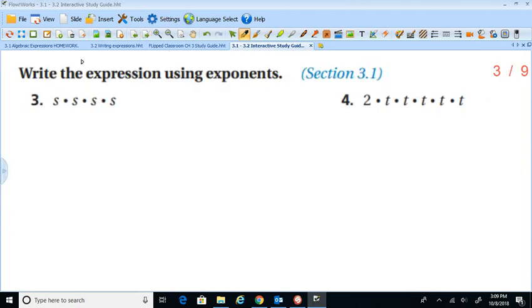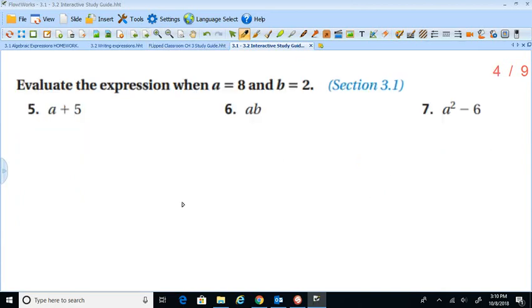Number 3, we're going to close our accordion. S times S times S times S. Very simply, S to the 4th power. Number 4, 2 times T times T times T times T times T. I have 5 T's, so we're going to have 2 times T to the 5th power. Written just like that.